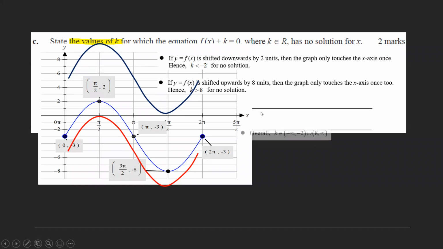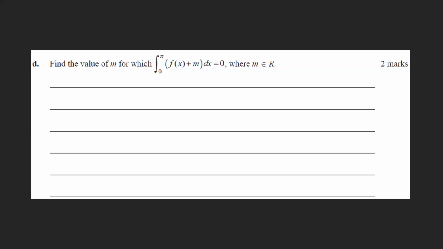That's why your overall k set must be -∞ to -2, open bracket, union, open bracket 8 to infinity. Make sure you use union here, not intersection, okay? This is another story, but you have to make sure your notations are consistent and correct throughout the paper. All right, let's have a look at the next one.